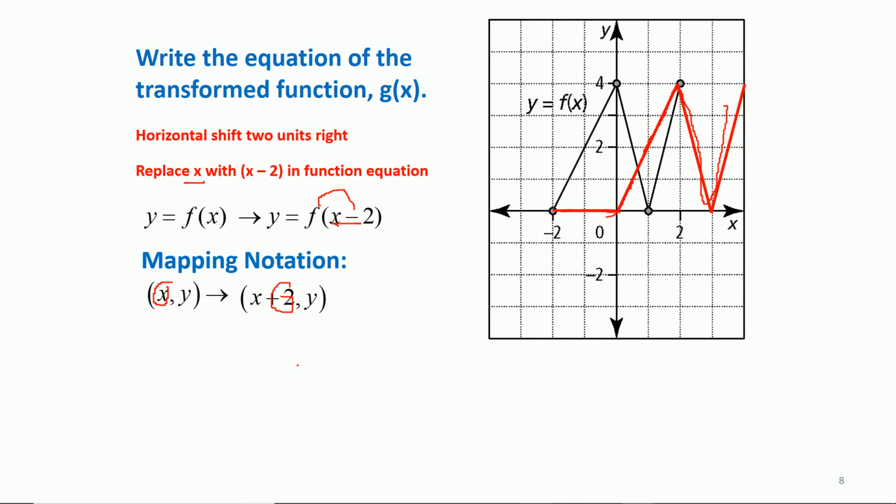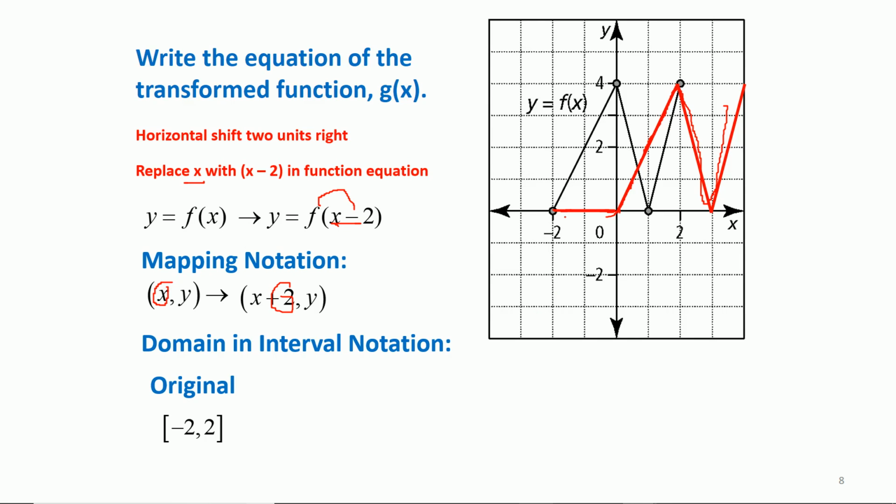This is the replacement. So domain in the interval notation, the original was minus 2 to 2, right? From this point to this point, x. And what will be the image? It is now from 0 to 4. See, this is 4 if you say this is 4. Now this we have shifted it already. So it starts from 0 and goes up to 4. This is the image.